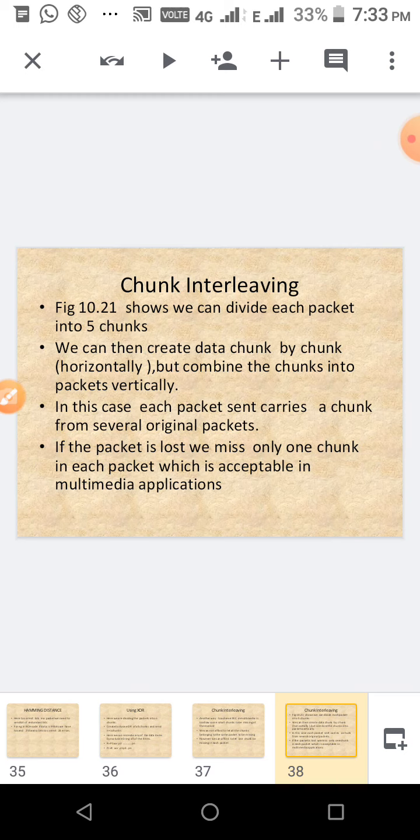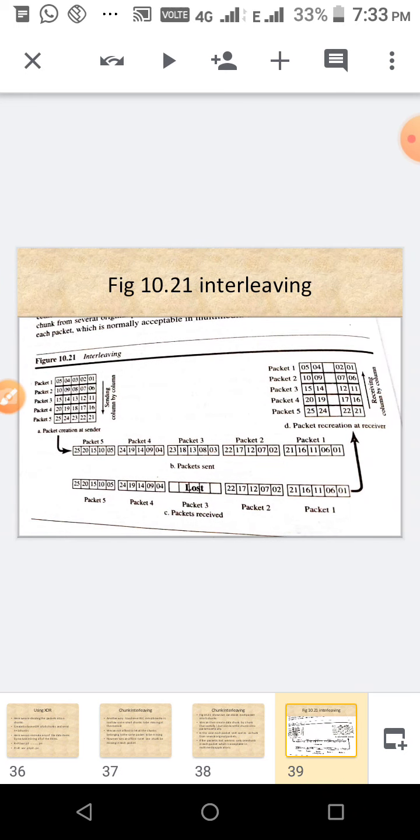Here we are dividing the packet into 5 chunks. Consider the left side, where 5 packets are there. Every packet is divided into 5 pieces. So every row is a packet, and every packet is divided into 5 chunks.